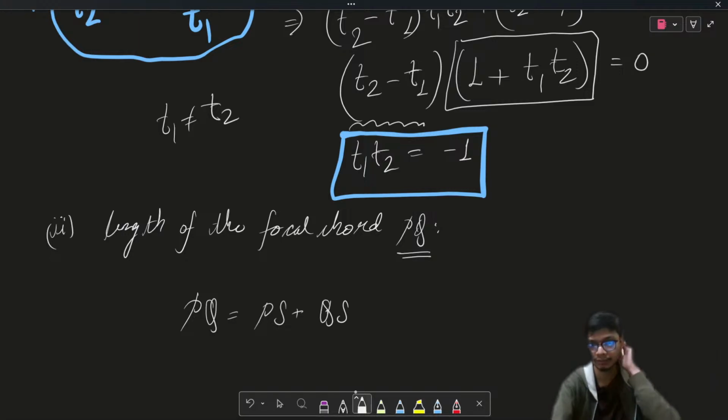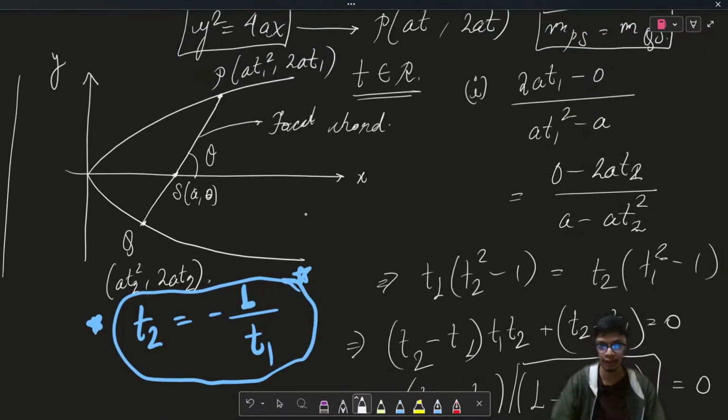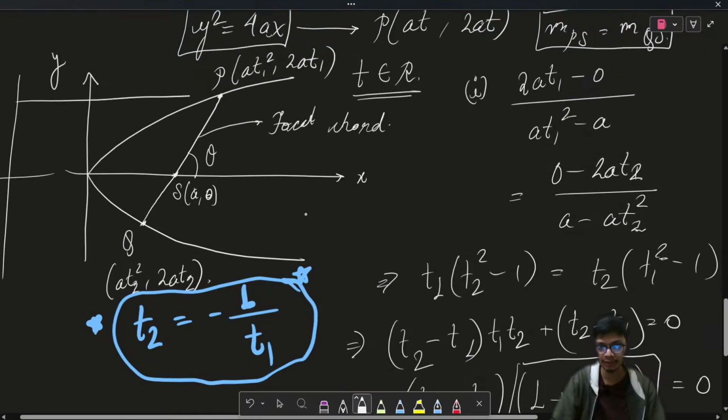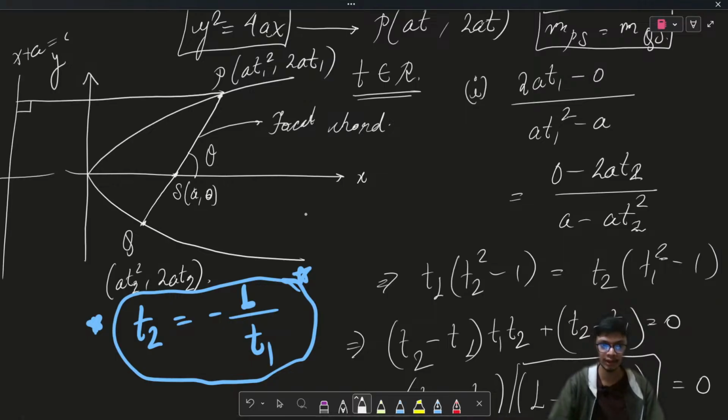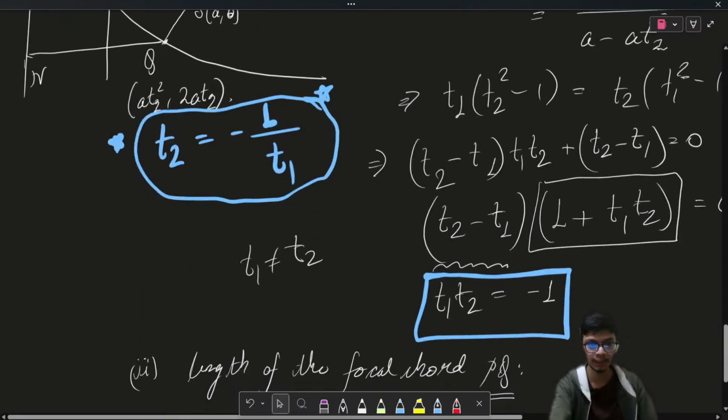Now if you recall, we have been discussing that the distance of any point from the focus is equal to the perpendicular distance of that point from the directrix, right? So in this case our directrix is x plus a is equal to 0, so PS should be equal to PM, and similarly QS should also be equal to QN, right? So if I equate, PS plus QS is equal to PM plus QN, right?